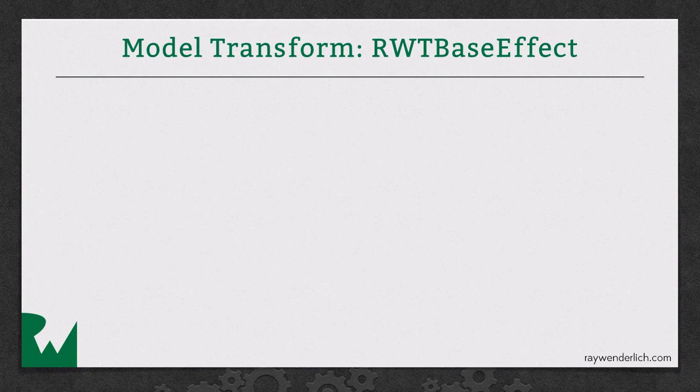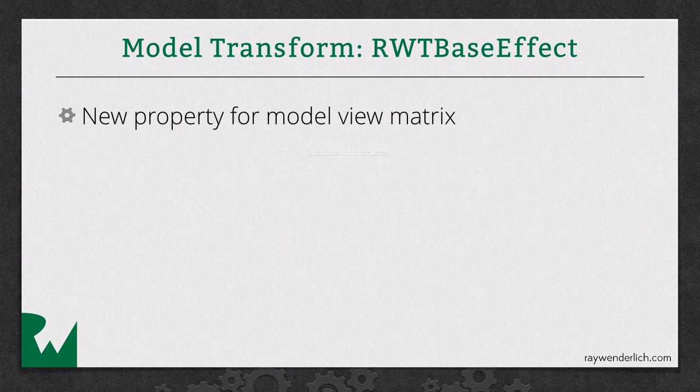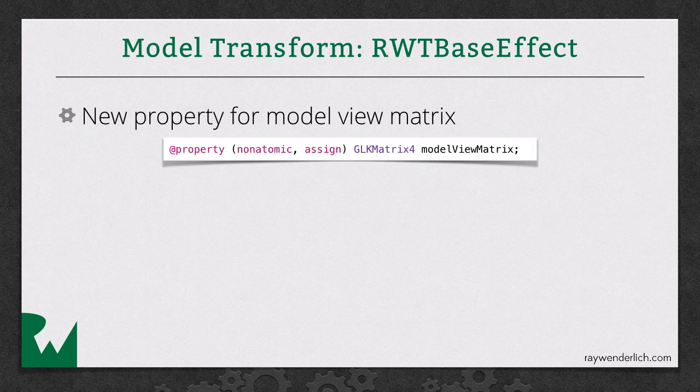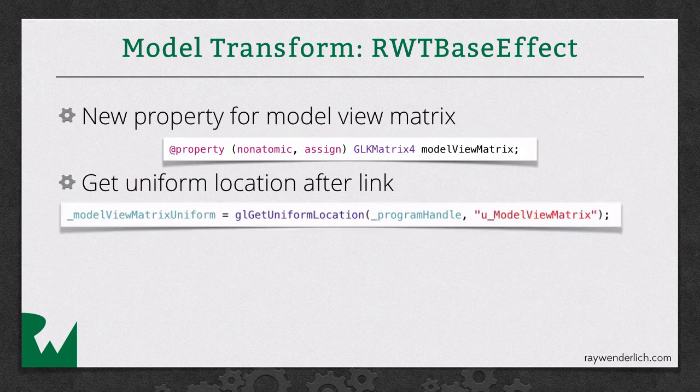Moving on to RWTBaseEffect, we have a new property here for the model view matrix that we're going to add, and now we need to send that to the vertex shader. So what we did for the vertex attributes is, before we linked the program, we told the vertex shader what index it should use for each vertex attribute. For uniforms, we're actually going to do the opposite. We're going to let the program link and choose anything for where it puts the uniforms, but then after the fact, we're going to ask it where it mapped each uniform, and we'll get the index back, and we'll store it in the model view matrix uniform.